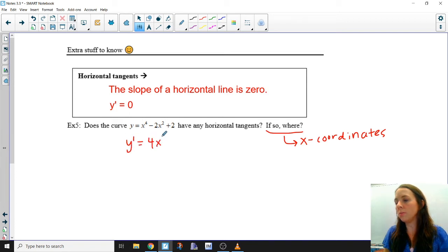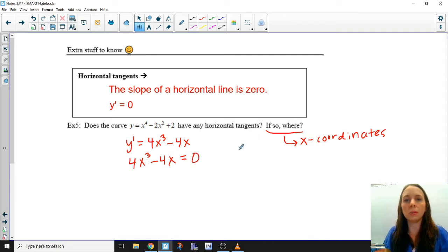using some very simple rules. The derivative of x to the 4th is 4x cubed. The derivative of 2x squared is minus 4x. The derivative of the plus 2 constant term goes to 0. And then we sub 0 in for y prime. Or sometimes, we say we're setting the derivative expression equal to 0 and solving to find our horizontal tangents. That's what we'll find.